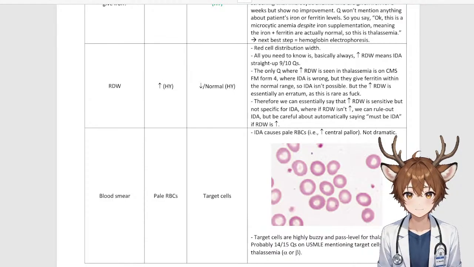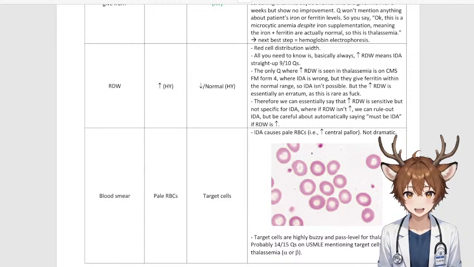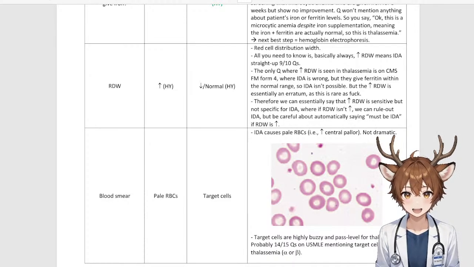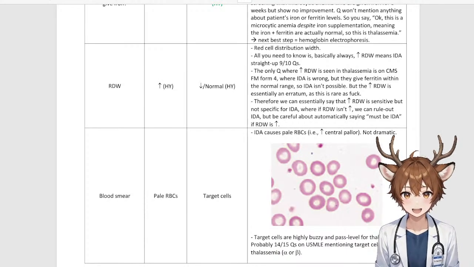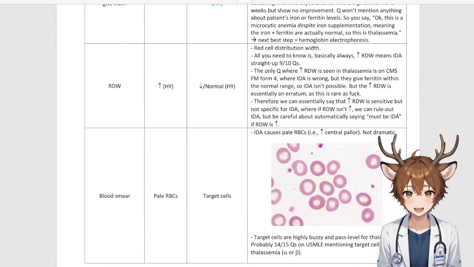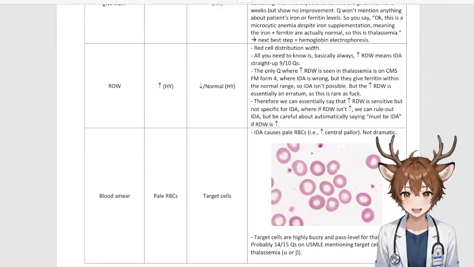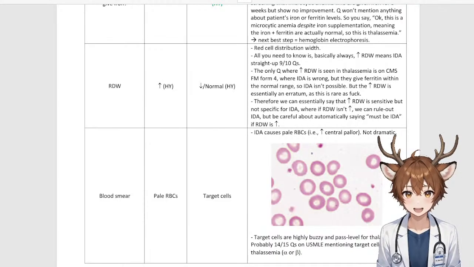Blood smear. In IDA, it's going to have pale RBCs, which makes sense because you have iron deficiency. But in thalassemia, you have target cells. IDA causes pale RBCs, that is to say, elevated central pallor, not dramatic. Target cells are highly buzzy for thalassemia, probably 14 out of 15 questions on USMLE mentioning target cells or thalassemia, alpha or beta.